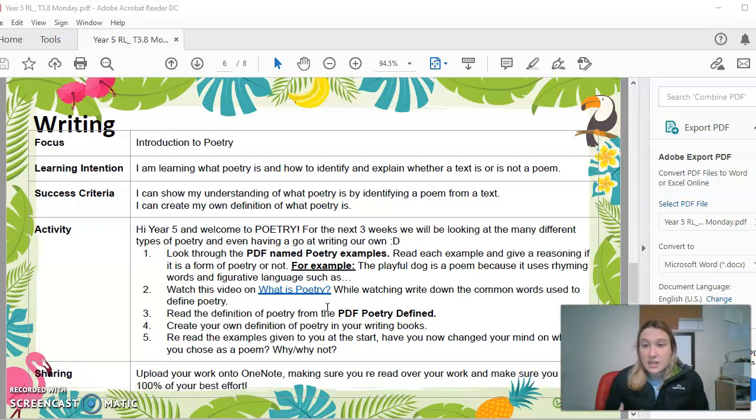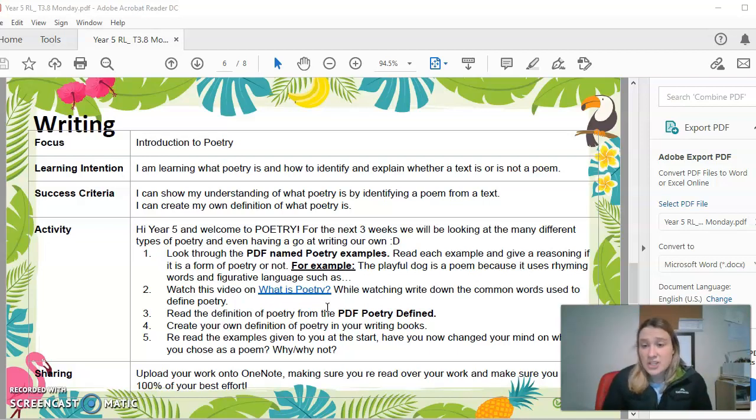And then you'll read the PDF on Poetry Defined. So there's another PDF where it has been defined a little bit more, but again, it's up to interpretation. So it's whatever you guys fully think poetry is. Then you'll write your own definition, because I think it's super important for us to be able to gather all this information and actually put it together in words in our own definition.